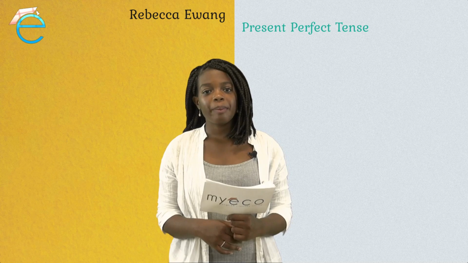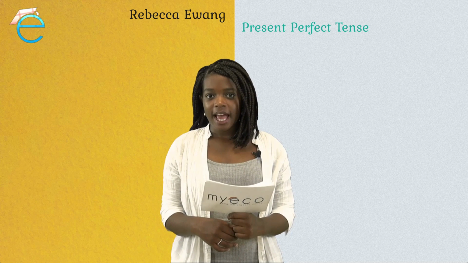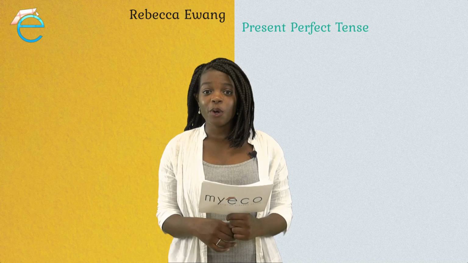Today's lesson is all about present perfect tense, and we use that tense to talk about activities that happen for a duration of time before now or during an unspecified amount of time before now. We're going to look at some examples to make sure you really understand, so let's get started.